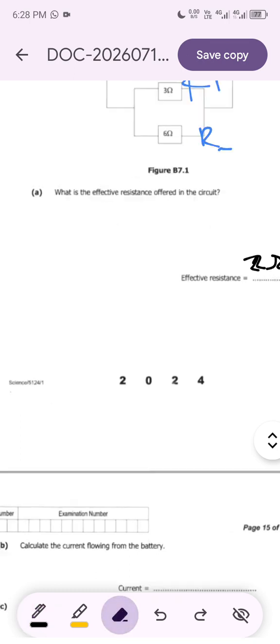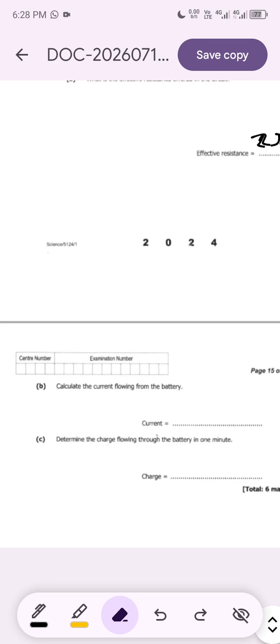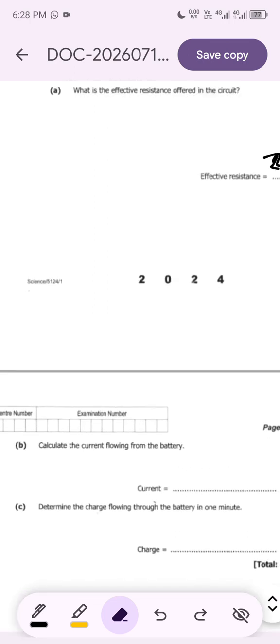And then what is B saying? B is saying calculate the current flowing from the battery. So we want to calculate the current flowing through the battery. So how are we going to calculate current in this particular manner? We can just use what we call Ohm's law. Ohm's law states that current is directly proportional to voltage and inversely proportional to what we call resistance. So how does that formula look like? Let me write it on top there.